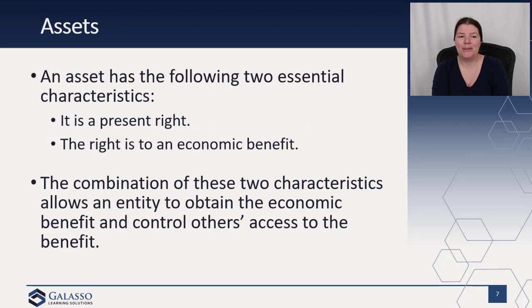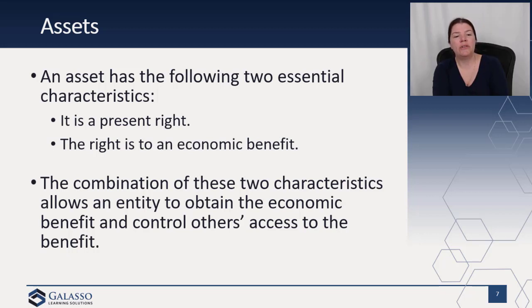So let's take a look at the new definition of an asset. An asset has the following two essential characteristics. It is a present right, and the right is to an economic benefit. The combination of these two characteristics allow an entity to obtain the economic benefit and control others' access to the benefit. So when we look at this, the prior standard used the term probable and then future economic benefit and focused on past transactions or events. And so you can see here, none of those terminologies are in there. They remove the term control from the explicit definition here. It's more of an implied element now.